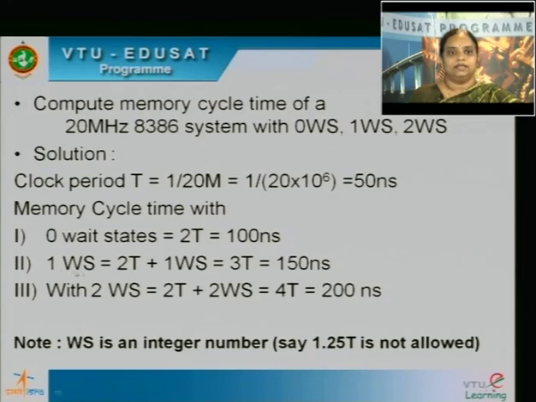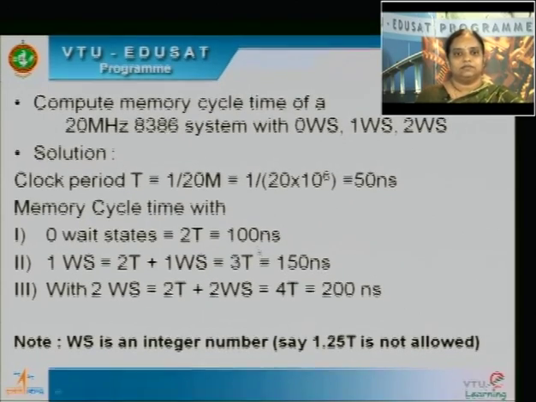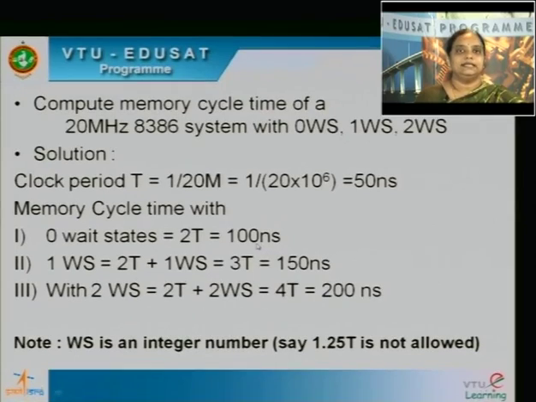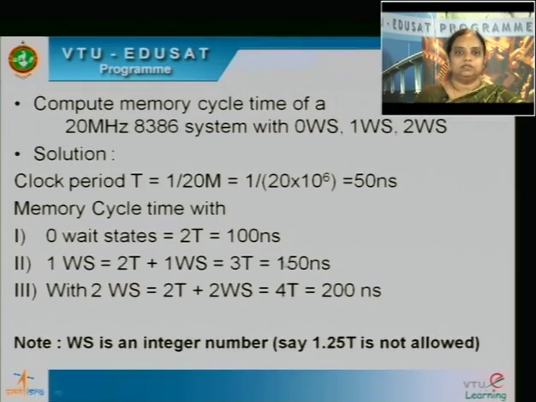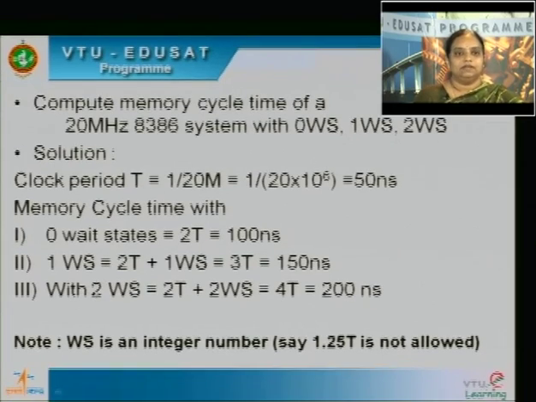Now let us assume that 1 wait state is inserted because the memory is slow. Then what is the memory cycle time? This is 2T plus 1 wait state. This 1 wait state is equivalent to 1 clock cycle, so totally it will take 3 clock cycles. Each clock cycle is 50 nanoseconds, so the 3T becomes 150 nanoseconds. As we have seen, the memory access time has increased from 100 nanoseconds to 150 nanoseconds, or the processing becomes slower. We'll increase it further.